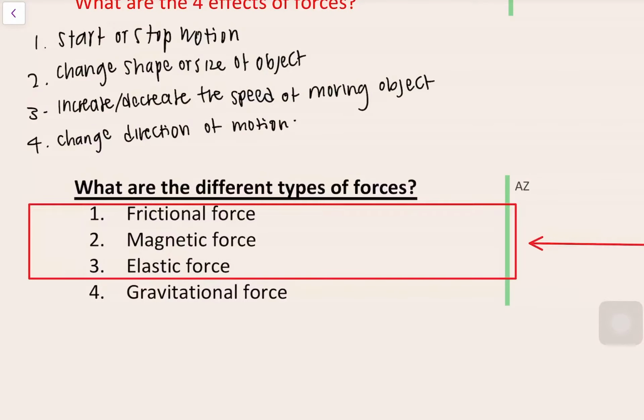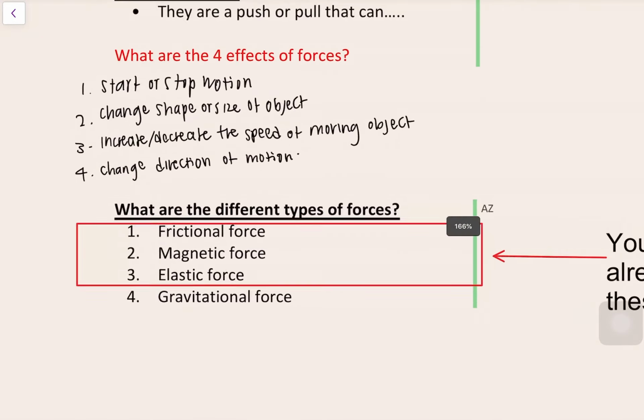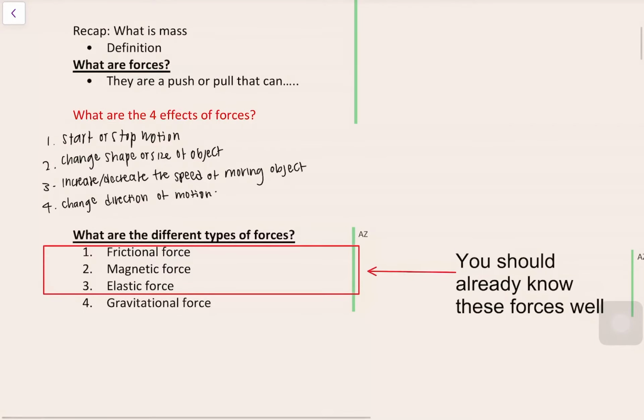Alright, so the next question that we have to ask ourselves is, what are the different types of forces? So we have 4 different types of forces here: frictional, magnetic, elastic force, and gravitational force. And they are categorized into 2 big groups, which are contact versus at a distance. So if you have looked back on your work, you will be able to identify which forces belong to which group and be able to define what these forces are and where they take place.